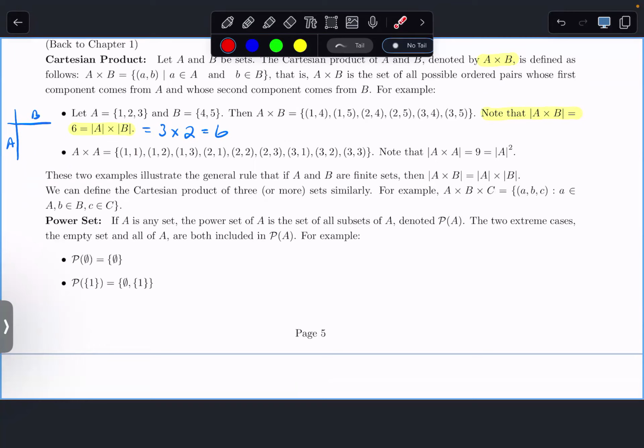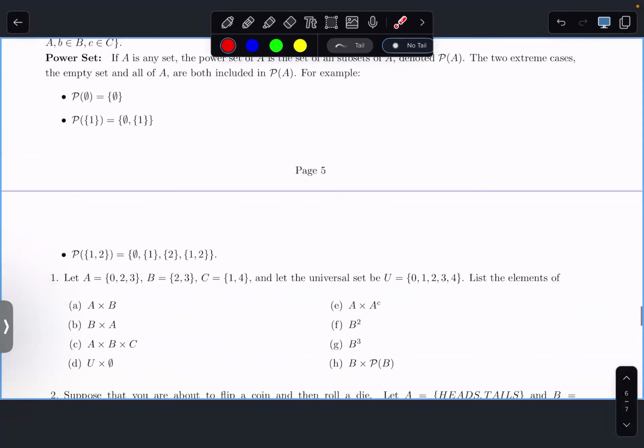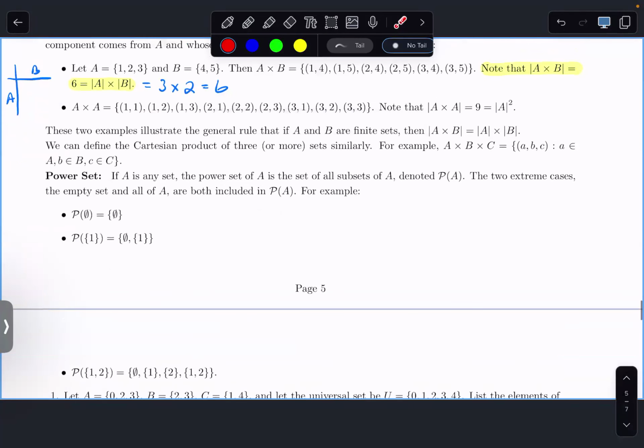We can do a Cartesian product of 3 or more sets by the same logic, where A comes from A, B comes from B, and C comes from C. But boy, what a mess. So no thanks.